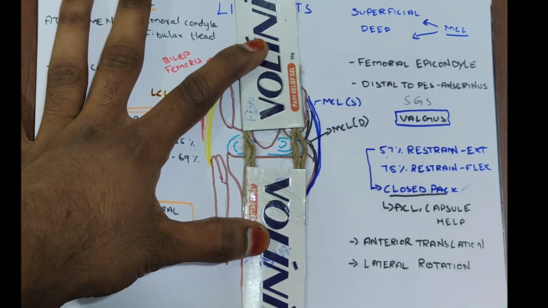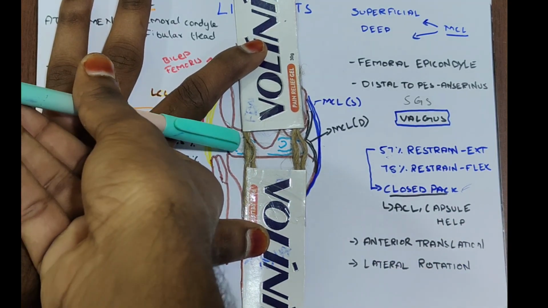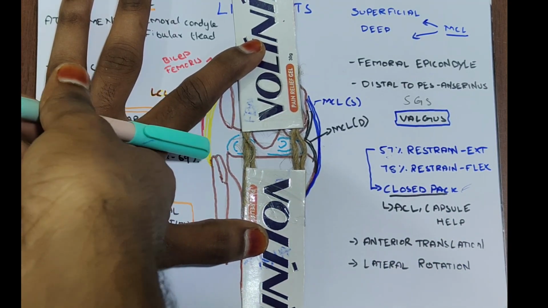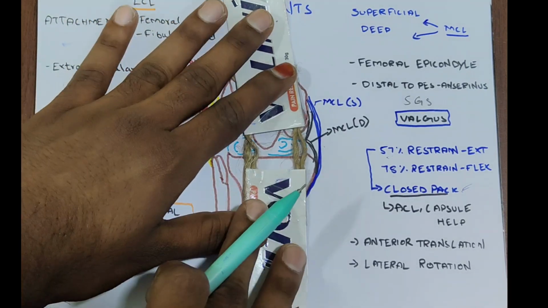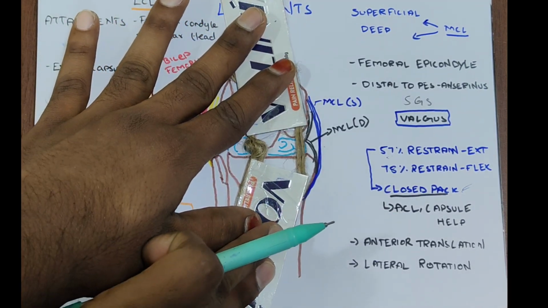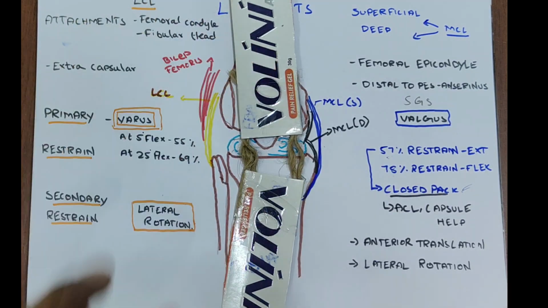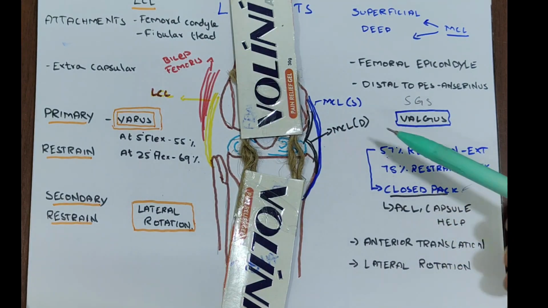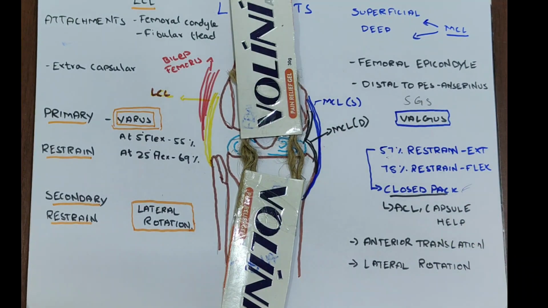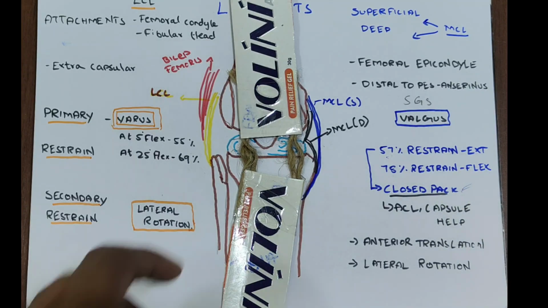If anyone kicks from the outside in the fully extended position, like that, it will happen. At that time the MCL will also work, but apart from it, in the closed back position, the ACL and other capsules will work to stabilize the knee joint. So at that time, the MCL load will be less, so the restraint will be less.